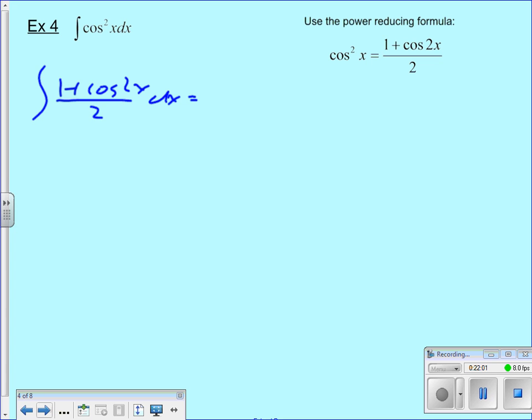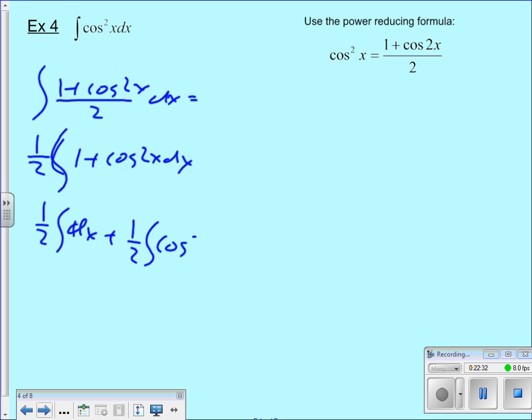So here's what I would do. Pull out the 1/2. And then I get the integral of 1 plus cosine 2x dx. Okay. And then I would do 1/2 integral of dx plus 1/2 the integral of cosine 2x dx. Because you don't have to necessarily do u sub on the whole thing. You can split this one up.